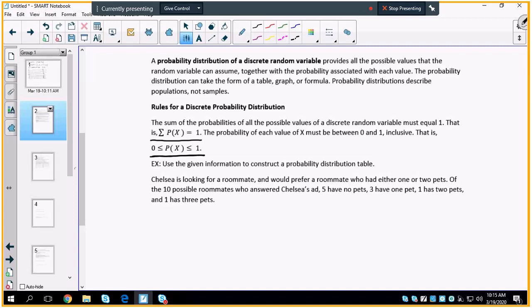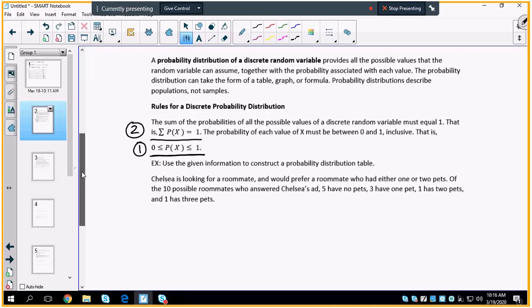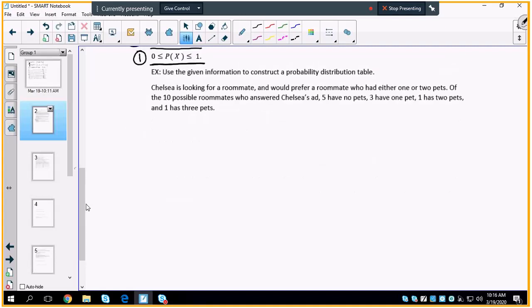So as long as these two properties, property 1 and property 2, are satisfied for a random variable, I will say the random variable has a valid probability distribution. So let's start working on a couple of problems. Use the given information to construct a probability distribution table.